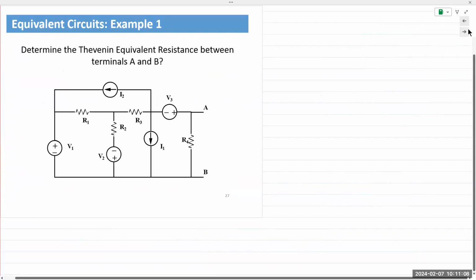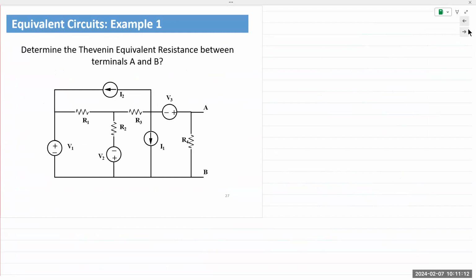All right. So problem statement: determine the Thevenin equivalent resistance between terminals A and B. If the problem statement specifically references a set of terminals, then we do not make any modifications to the circuit. We simply begin our analysis by looking into those terminals. So in this case, it tells us terminals A and B.